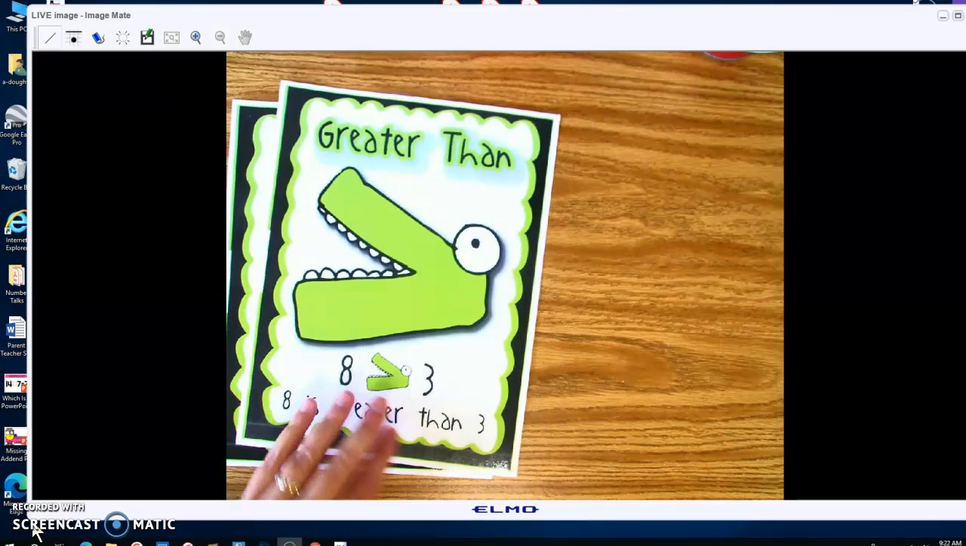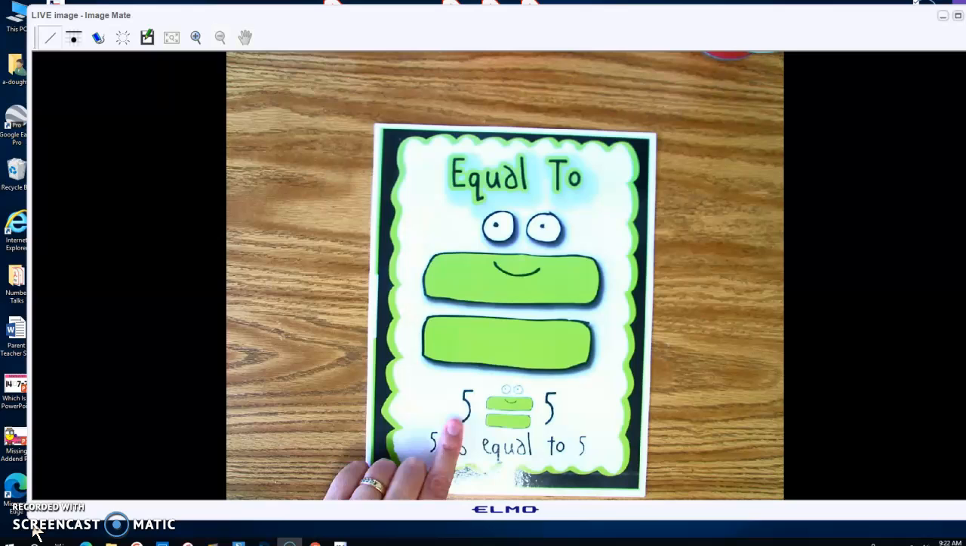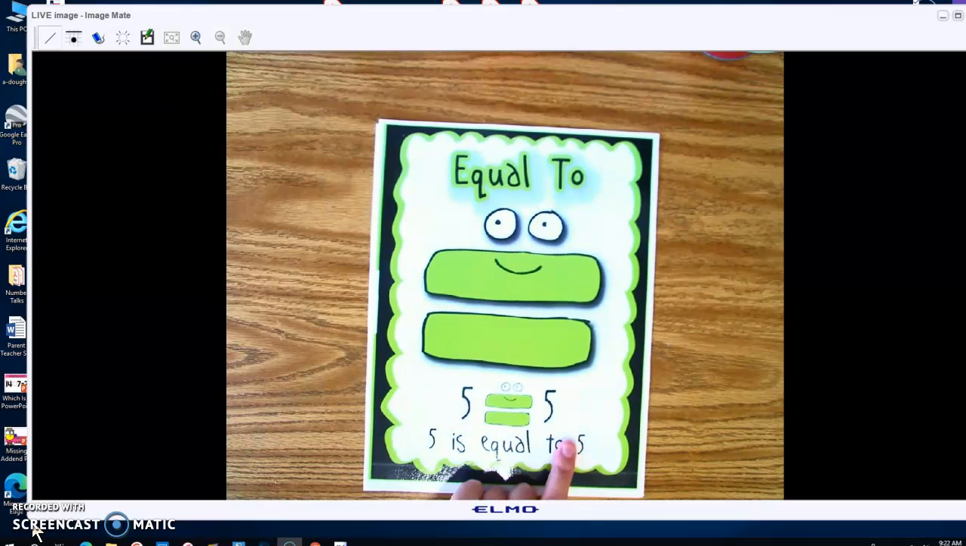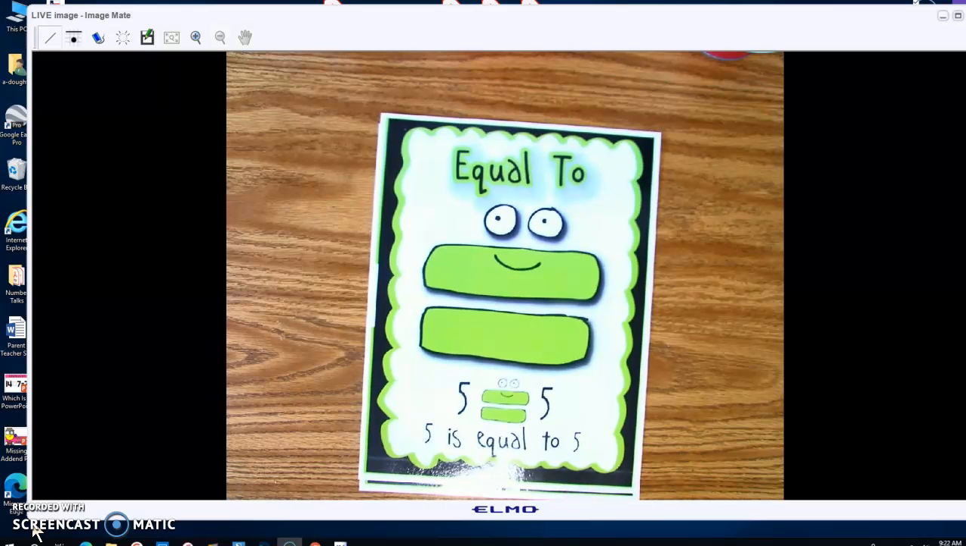Now, if they're the exact same number, we don't say greater than or less than. We say equal to. 5 is equal to 5. We won't say 5 equal 5. We say 5 is equal to 5.